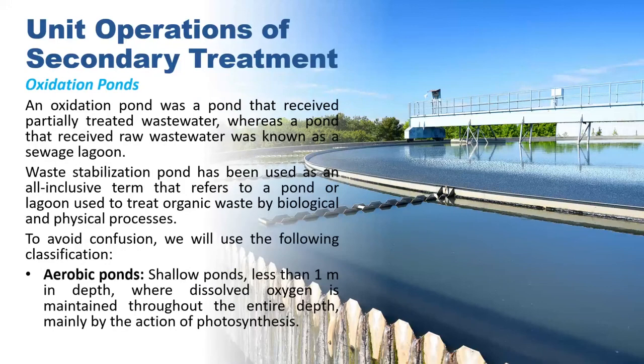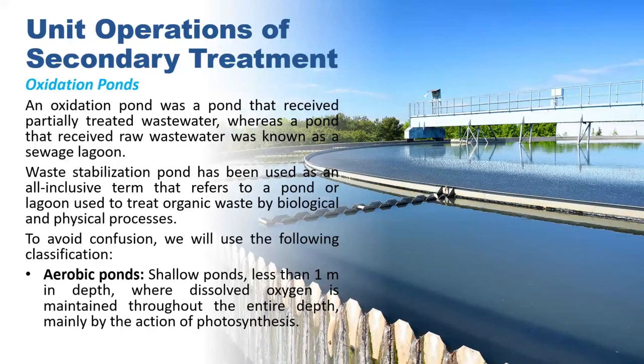the wastewater. Oxidation pans. An oxidation pan was a pan that received partially treated wastewater, whereas a pond that received raw wastewater was known as a sewage lagoon. Waste stabilization pond has been used as an all-inclusive term that refers to a pond or lagoon used to treat organic waste by biological and physical processes. To avoid confusion, we will use the following classification.